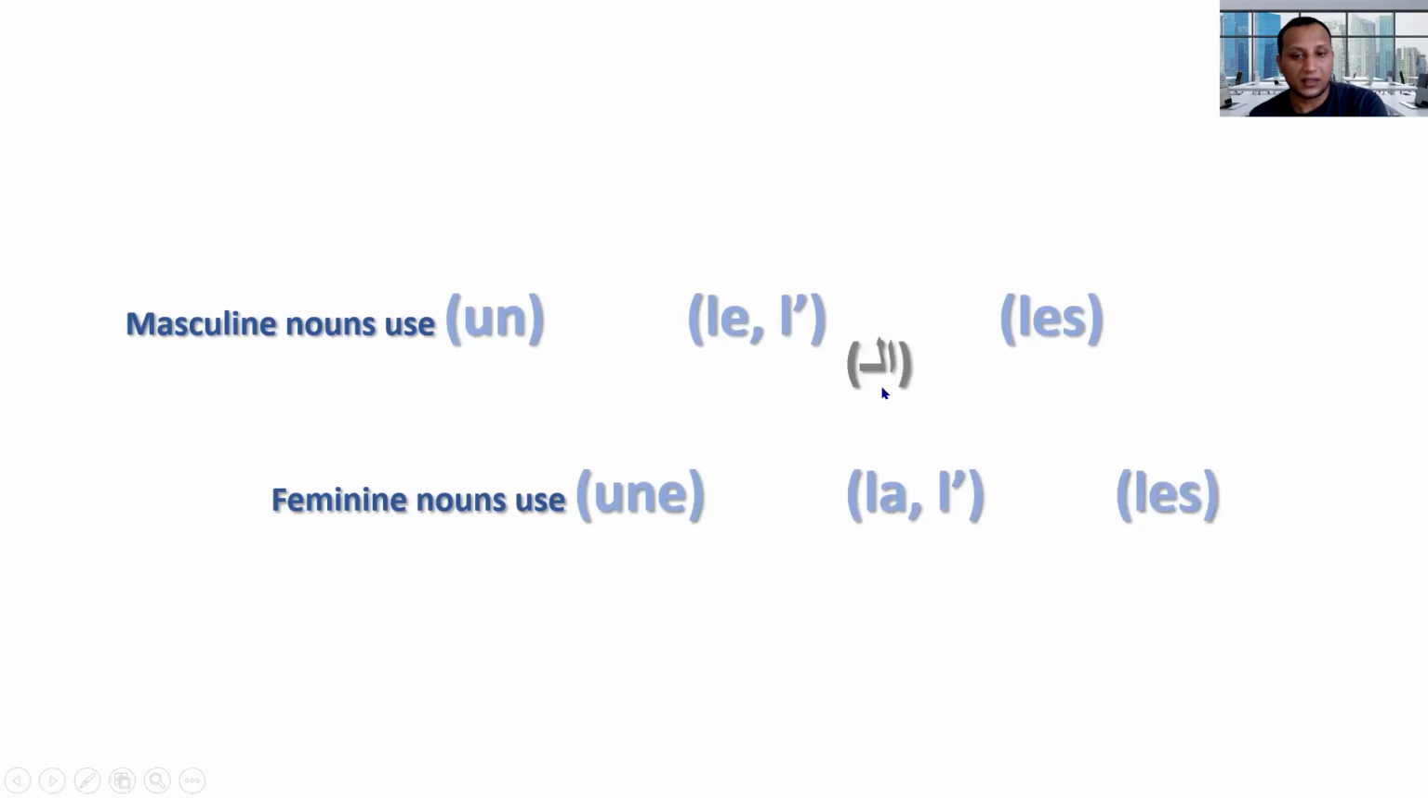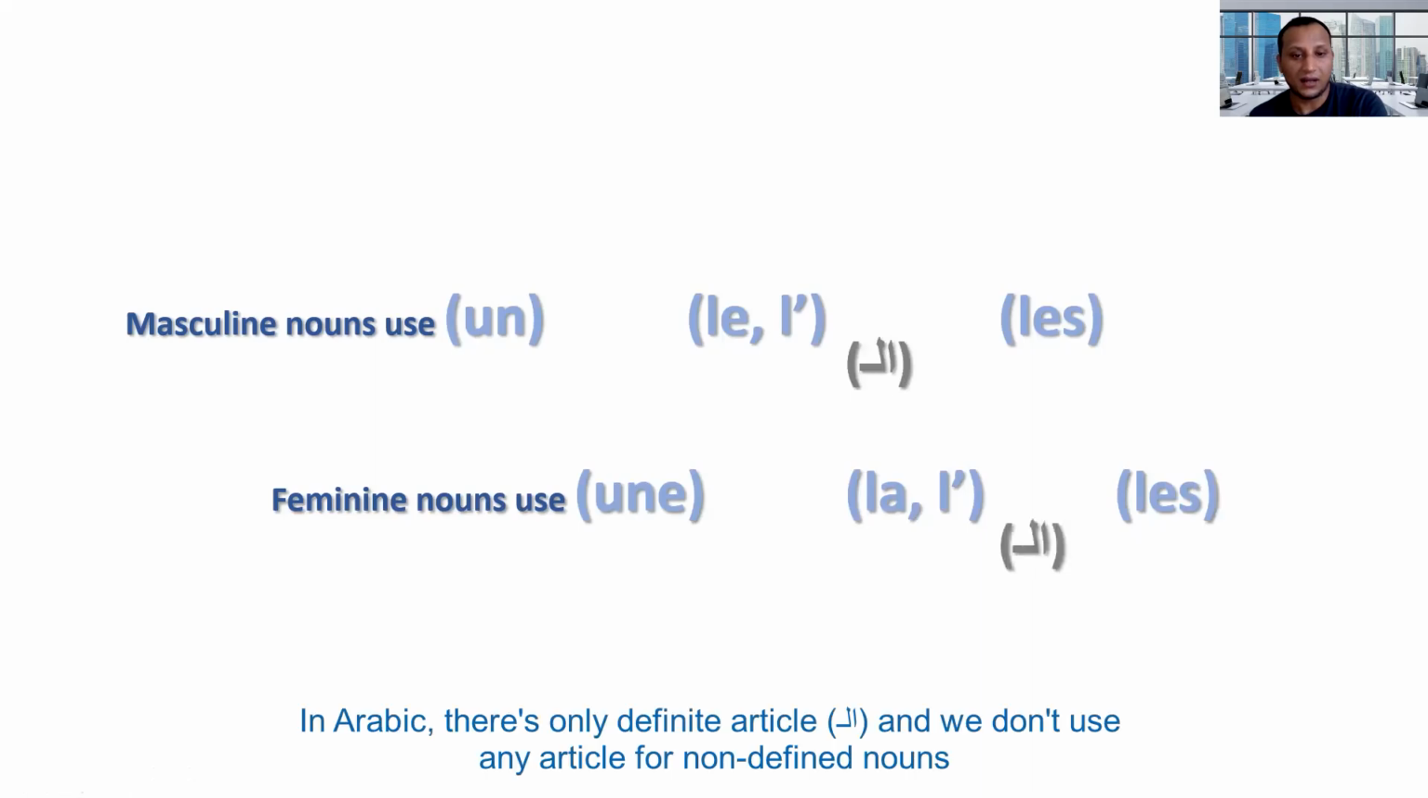In Arabic, we say al, alif wal lam. For indefinite articles, we don't use anything. We're gonna see examples later.